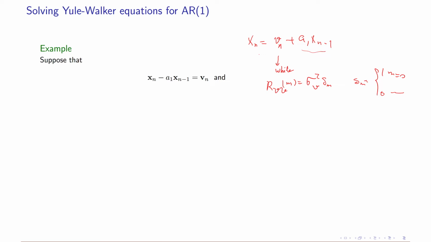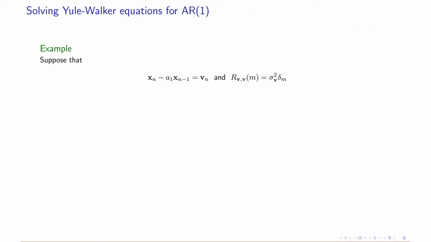So this process has two parameters. Parameter 1 is a1, which is the coefficient, and the second parameter is sigma squared v. We want to calculate them. What is this and what is this number, assuming that I have Rxx of 0, Rxx of 1, and so on. We have some autocorrelation coefficients and we want to calculate these parameters. So this is the Yule-Walker equation that we got. So we have these two things.